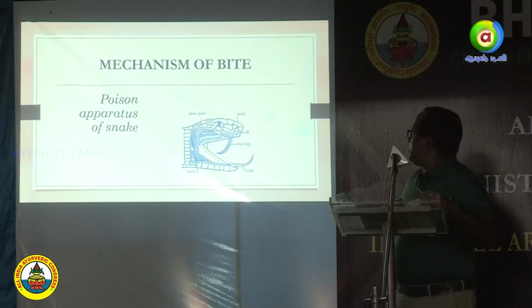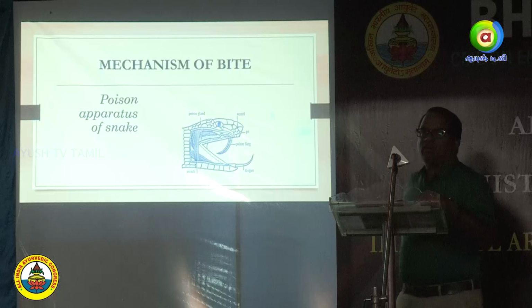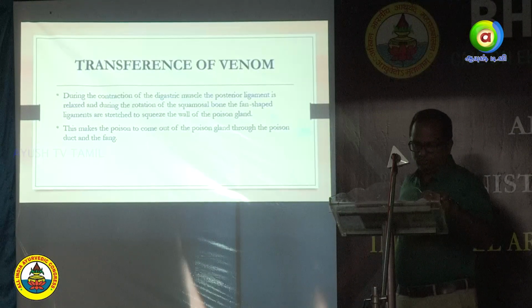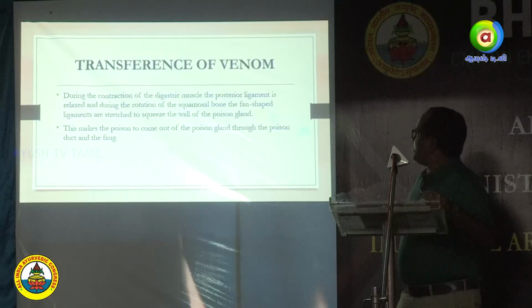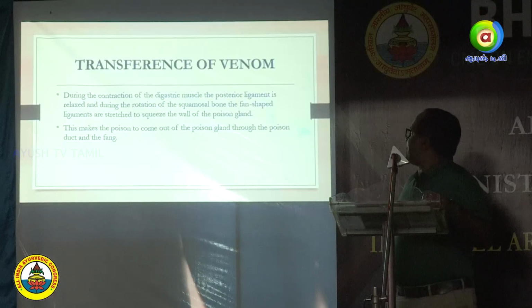This is the poisonous apparatus. There is a poisonous gland. There are fangs. You can notice the nostrils and pit organ. The pit organ is to detect the prey which is nearing the snake. There is a flicking tongue also there. Okay, next. So already I have mentioned that. The muscle which is used to transfer the venom from the venom sac to the venom duct is the digastric muscle. Next.